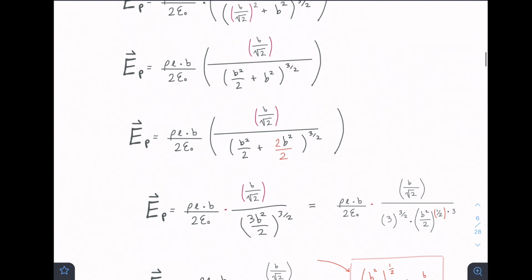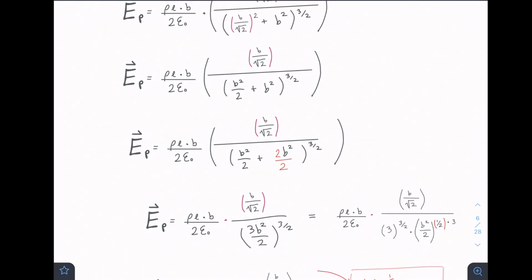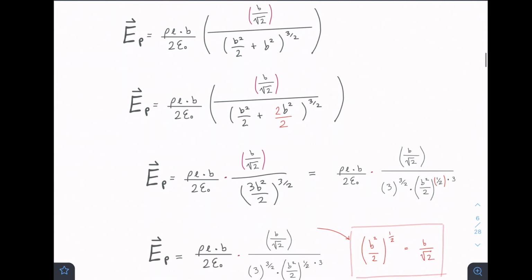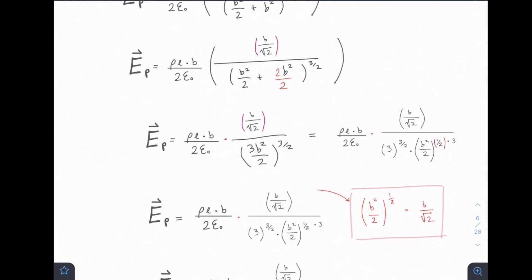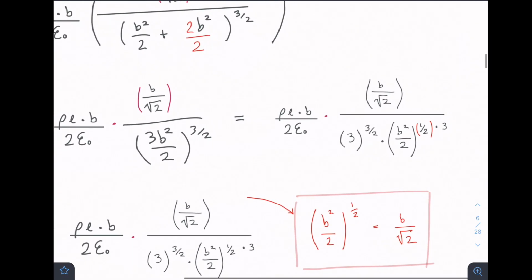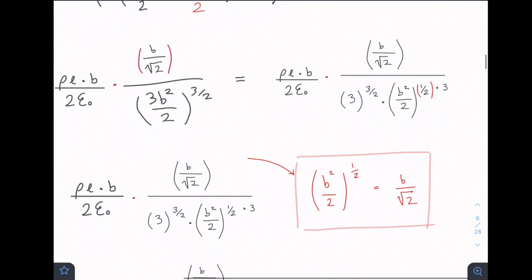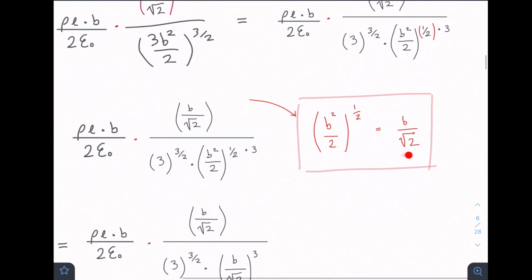So we're actually going to combine the denominator here, so 2b squared over 2, just combining those fractions, and then on the bottom it's going to give us 3b squared over 2, to the 3/2. And then we're going to be able to do some algebra magic here. So when we have b squared over 2 to the 3/2, it's the same as b squared over 2 times 1/2 times 3, right? And if we note on the top here, this b over the square root of 2 is actually equal to b squared over 2 times 1/2. These two are equal. So just note there that those are equal.